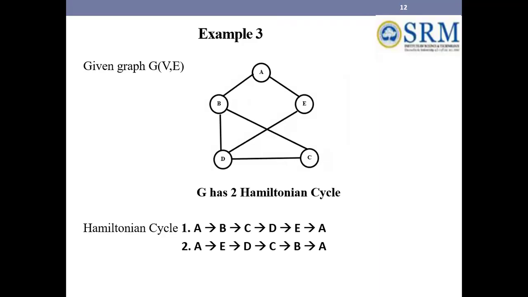See the next example, the graph G, V comma E, that is there are 5 nodes. So it has two Hamiltonian cycles. See starting node A, B, C, D, E, then again to A. And another option is A to E, E to D, D to C, C to B, then A. So starting and ending node is same, except the last node, all nodes are added exactly once. That is called Hamiltonian cycle.